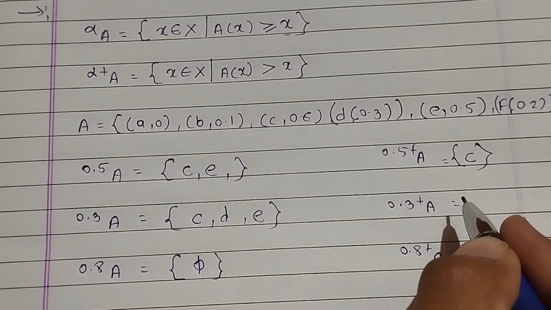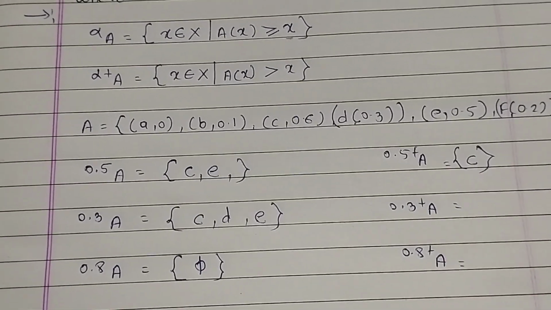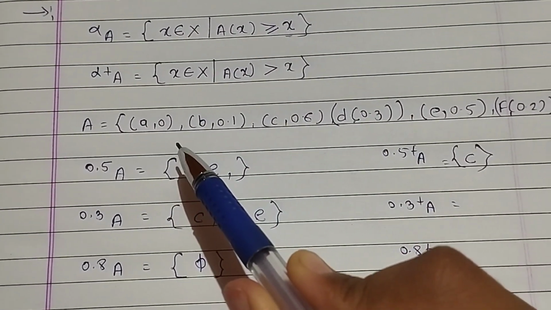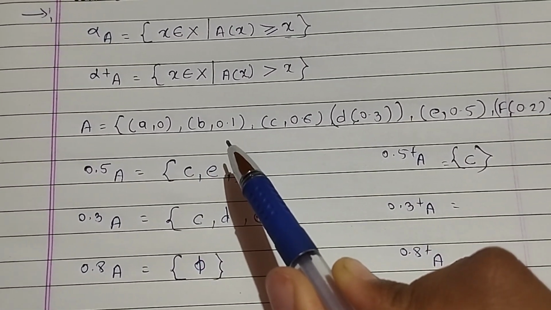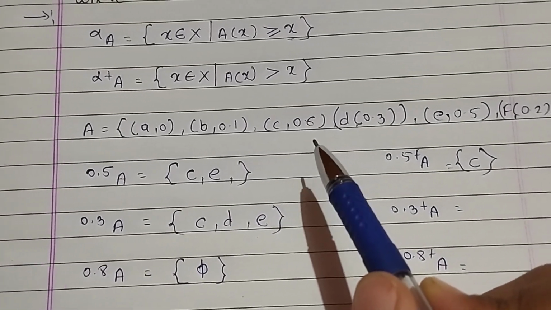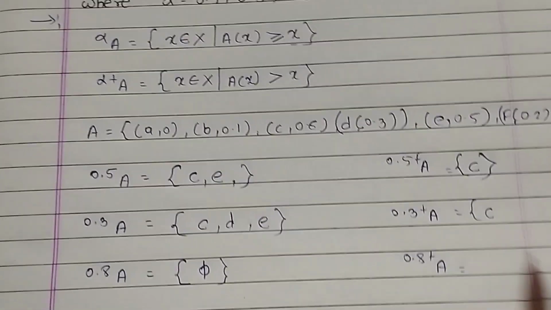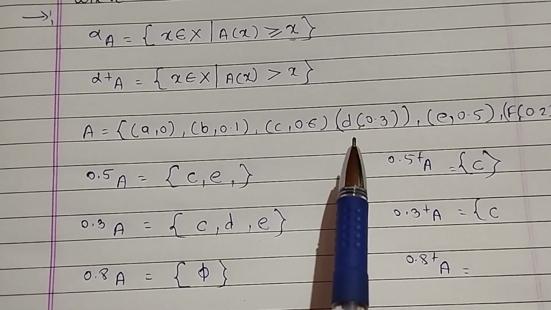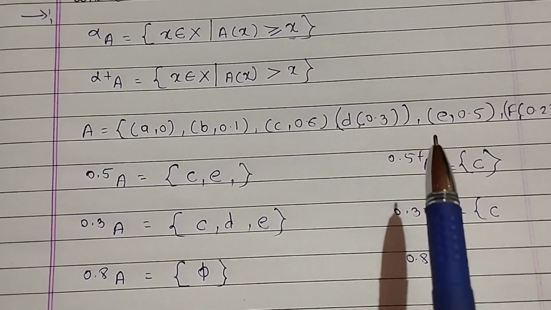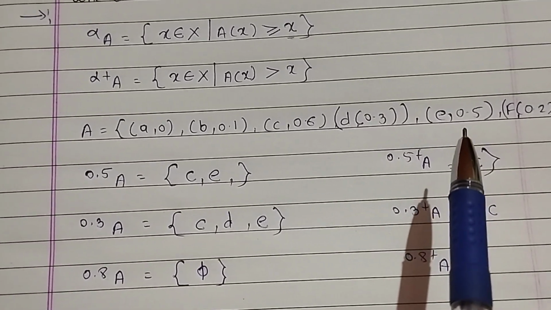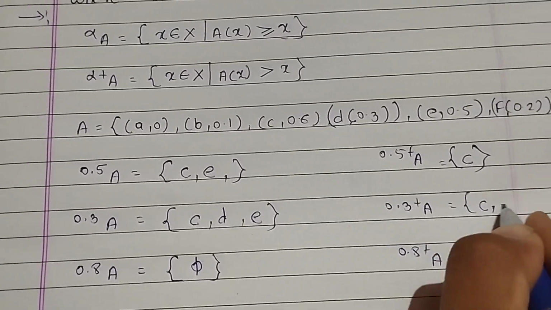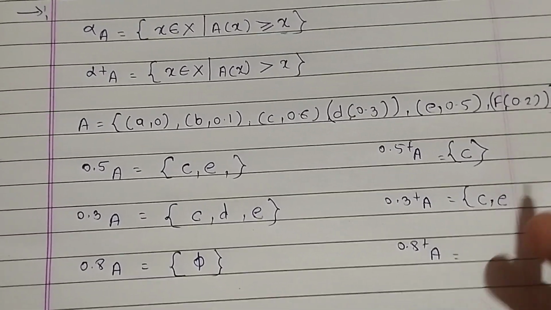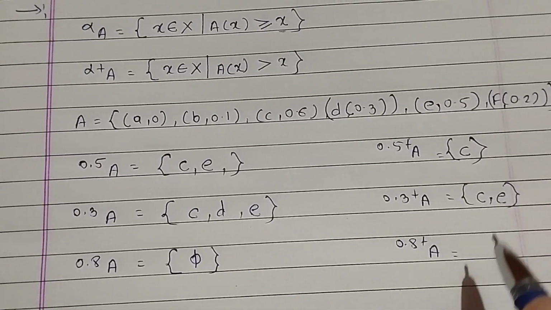Now we check for 0.3. Is 0 greater than 0.3? No. 0.1? No. Is 0.6 greater than 0.3? Yes. Write C. Is 0.3 greater than 0.3? No. This is equal to. We don't want equal to. Move forward. Is 0.5 greater than 0.3? Yes. Write the value of x, which is E. Again move forward. Is 0.2 greater than 0.3? No. The set is over.